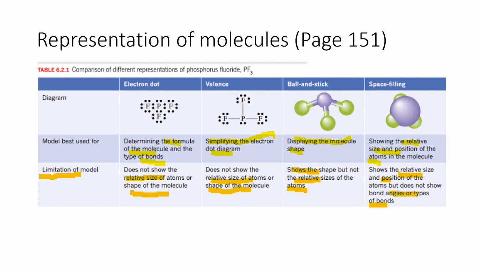So once again, there are some weaknesses to each of these models, but the point here is that when you're writing in general, it's easier to draw the covalent molecule in the form of electron dot and valence. But when you're trying to see its 3D shape, then maybe it will be better to use a bond state. And if you want to look at the size and the position of the atoms, then it's better to use the space filling. But make sure you know the difference between electron dot, valence, bond state, and space filling based on this particular slide. So I'm just going to move on to the next slide.